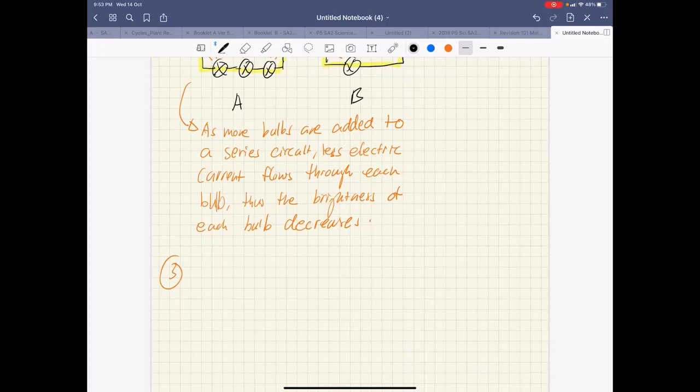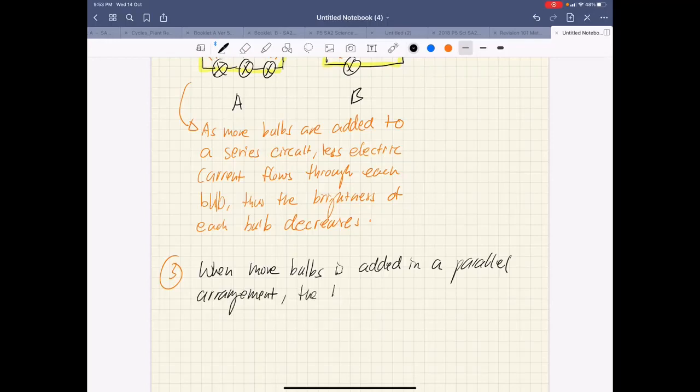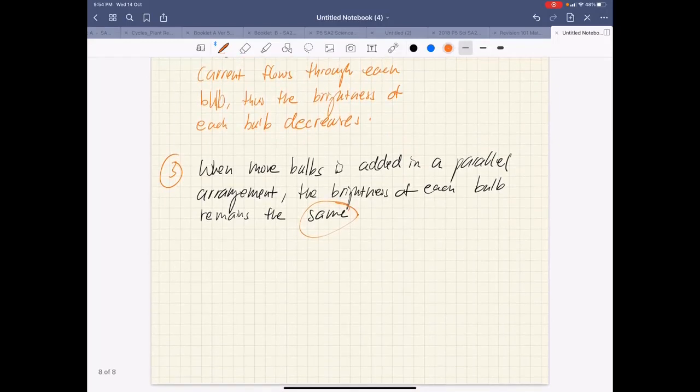So I'm going to pen it down right now. When more bulbs are added in a parallel arrangement, the brightness of each bulb remains the same. And this is a key idea. Now I'm going to draw you two circuits, in fact 3 circuits for you to see.